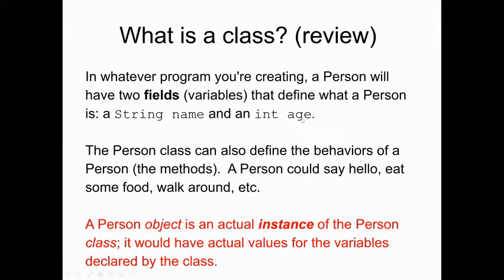The Person class can also define the behaviors of a person. These are the methods. A person could say hello, eat some food, walk around, etc. A Person object is an actual instance of the Person class. It would have the actual values of the variables declared by the class.